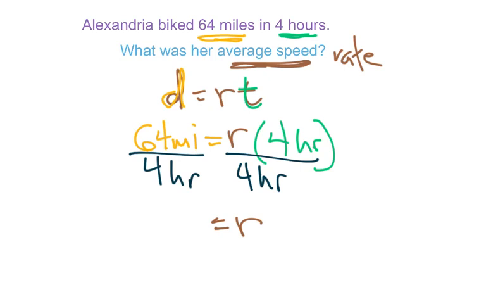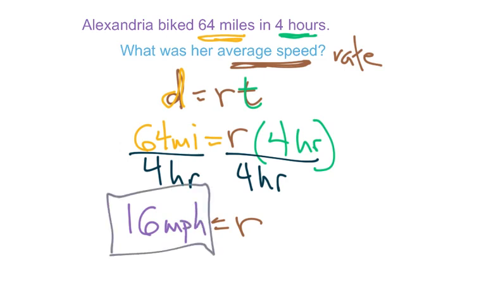And then the 64 miles per 4 hours, well, that can be simplified because 64 divided by 4, I know to be 16. And then I could say 16 miles per hour or 16 mph. What was her average speed? 16 miles per hour. And actually, I don't know if that's fast for a bike. Sounds fast to me, especially to keep it up that whole time.